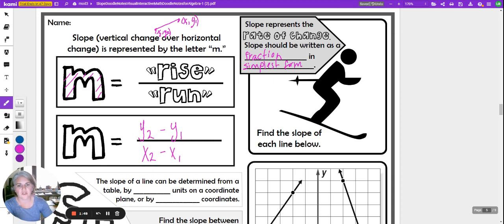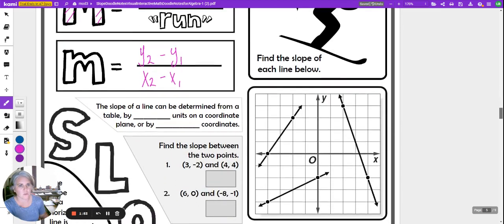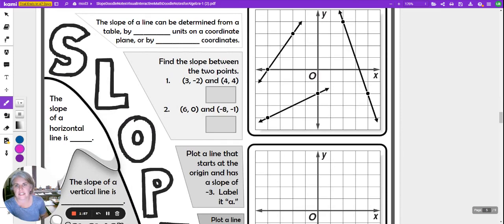All right, so what we're going to do is we're going to find the slope of each of the lines below. Scroll down here. The slope of a line can be determined from a table, by counting units on a coordinate plane, or by subtracting coordinates. So let's fill in the blanks here. Okay, so to find the slope between 2 points, we can use that slope formula, or we can count. So let's identify where the points are. 3, -2. So go over 1, 2, 3, and down -2. There would be a point there. And 4, 4. We could go over 1, 2, 3, 4, and up 1, 2, 3, 4. I'm going to put these points in there so that we can look at this as counting. So we said 3, -2, and 4, 4.